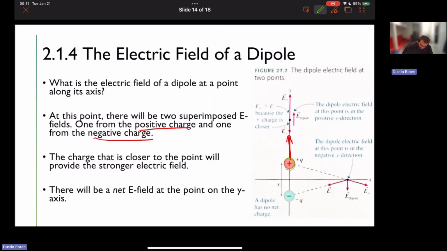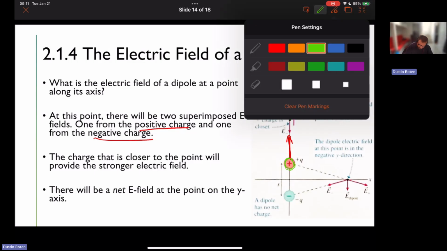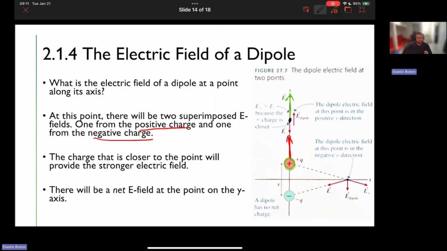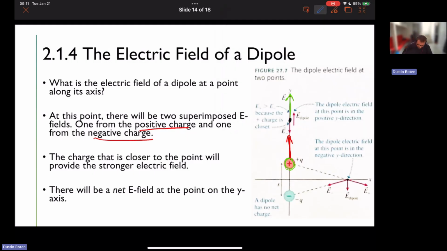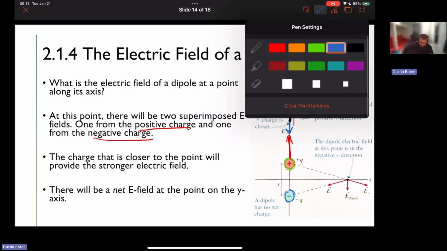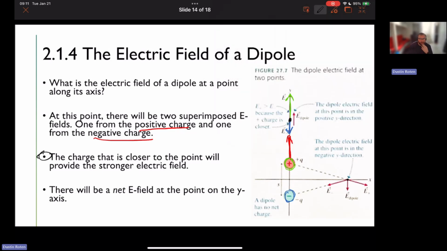If we think about our positive charge first, the E field is going to be pointing up, running along the axis. So here's our electric field from the positive charge. Now the negative charge is going to have an electric field pointing toward it. So here's our negative charge. The electric field is going to be pointing down. Now the green one is bigger because it is closer to the source charge. That's important to note.